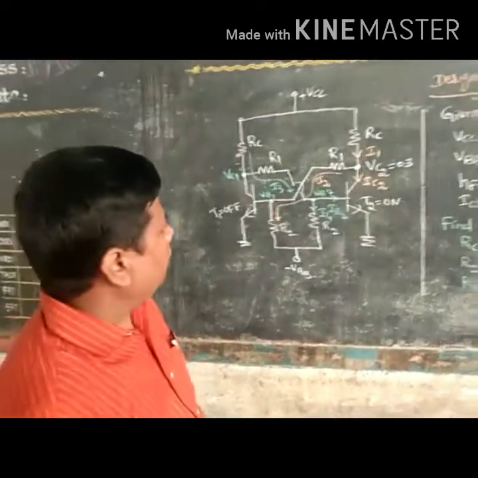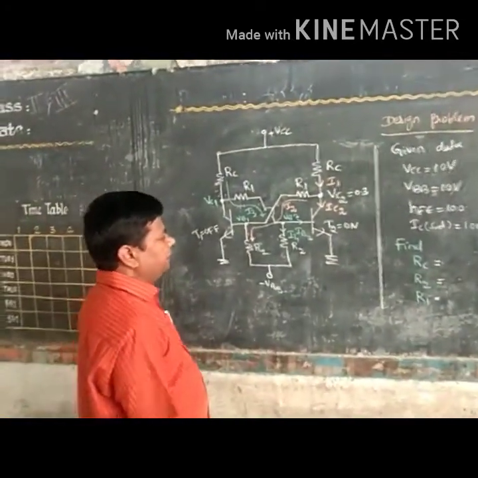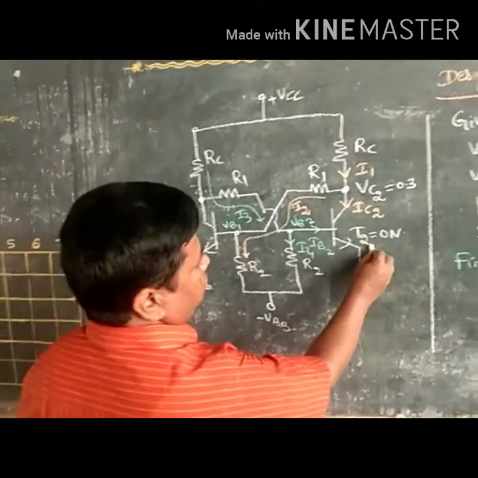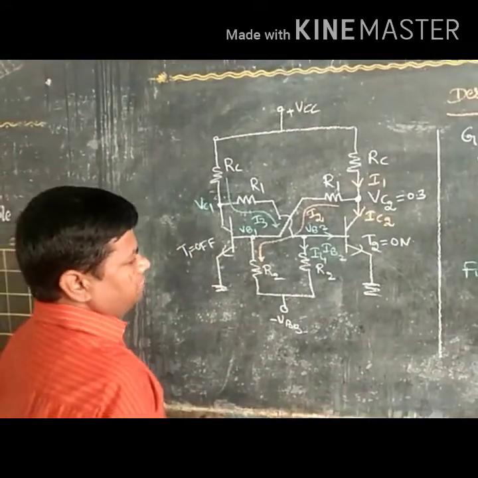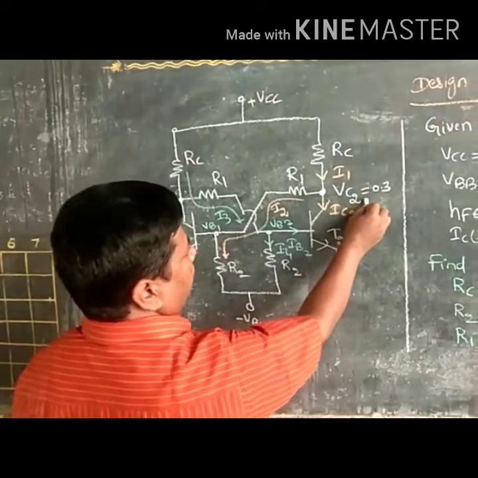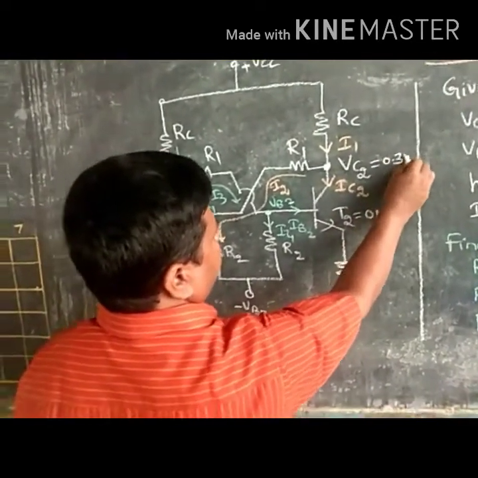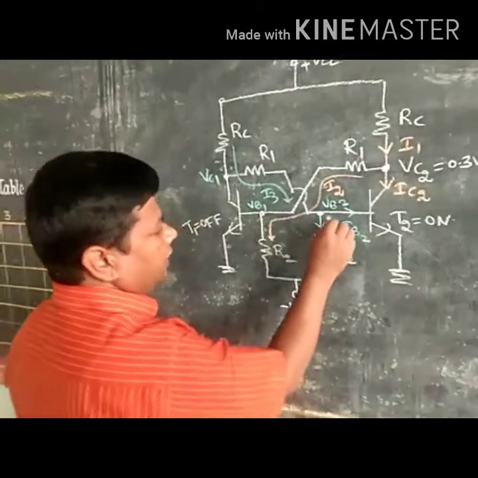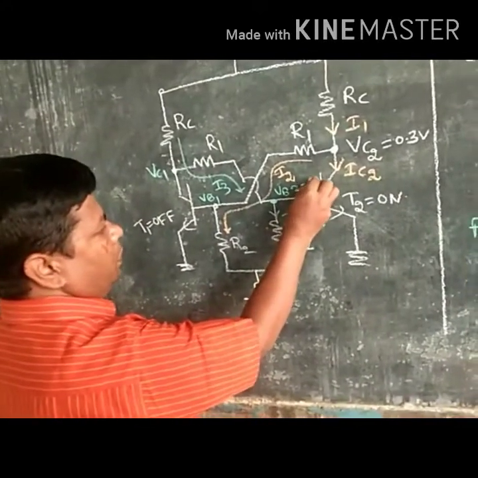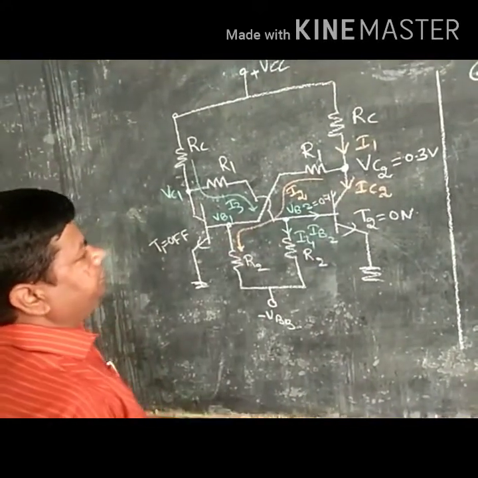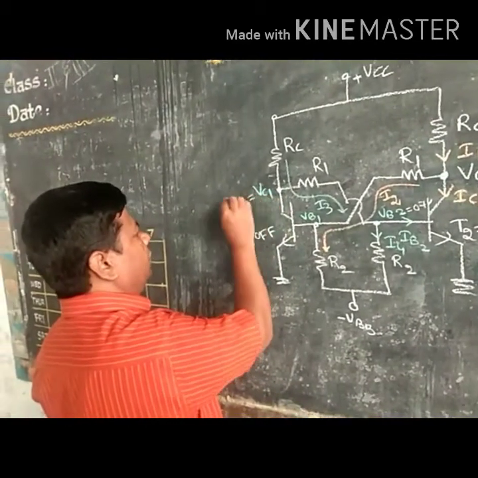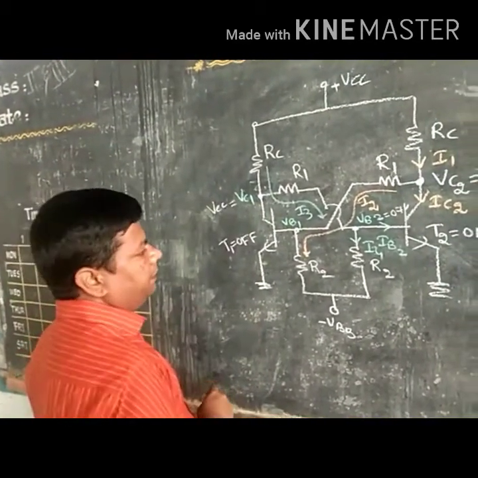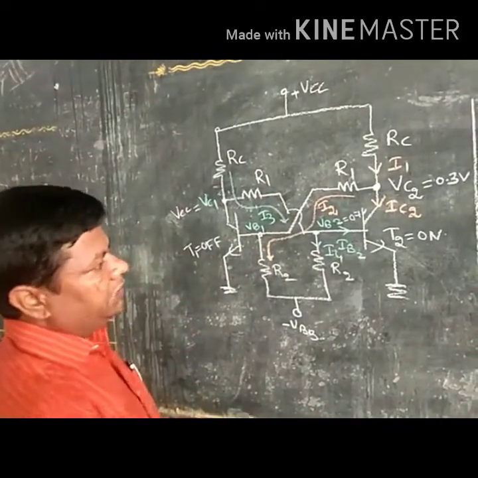Alright, observe the circuit carefully. Let us assume transistor T2 is on and transistor T1 is off. Whenever T2 is on, its collector voltage is 0.3 volt and its base voltage is 0.7 volt. When T1 is off, its collector voltage is VCC and its base voltage is negative.